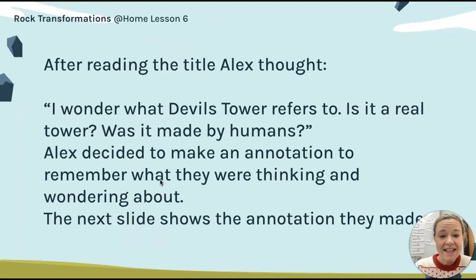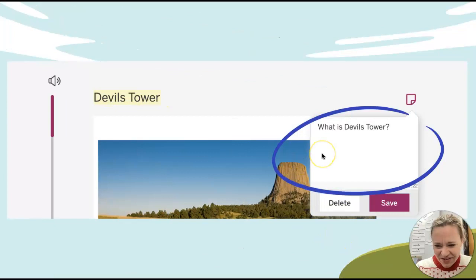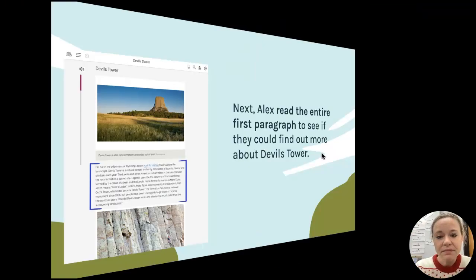So the first thing that Alex did was he looked at the title. He said, I wonder what Devil's Towers refer to. Is it a real tower? Was it made by humans? Alex decided to make an annotation to remember his thinking. So he wrote, what is Devil's Tower? Right on his paper, or on his annotation, his digital paper.